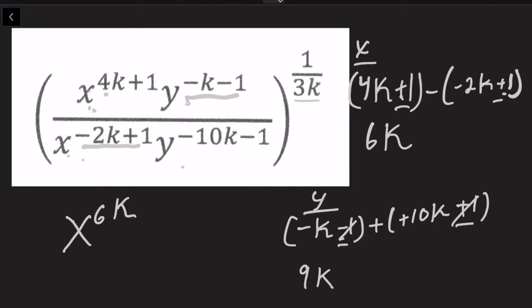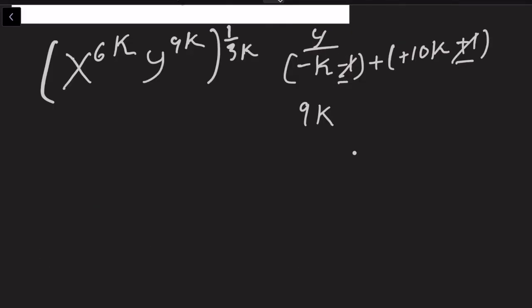So then we have y to the 9k on top. And we still have the 1 over 3k. So since we still have the 1 over 3k in the parentheses, we can work on that next. Remember, when we have an exponent raised to another exponent, we're just going to multiply the exponents. We're going to take the 6k and multiply by 1 over 3k. So this is going to become x to the 6k over 3k.